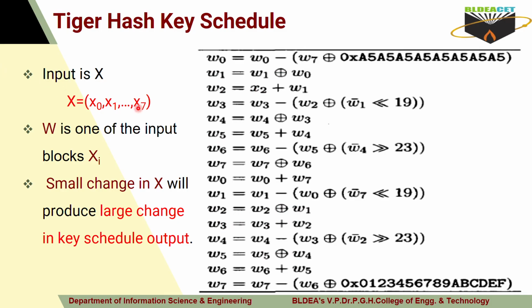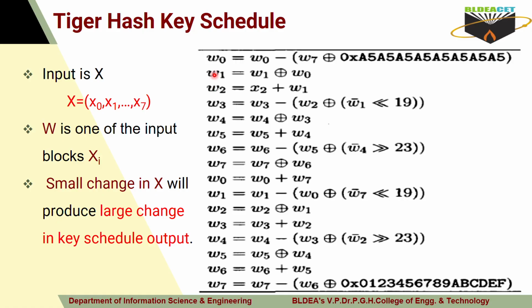As I told earlier, what are the values of W0, W1, W2 here? Those are the values you are getting as key values, and you get those key values from the Tiger hash key schedule algorithm. With the help of this key schedule algorithm, you will get the initial key values here. Now the input is X, and that X is divided into sub blocks X0, X1 up to X7 here, and W is one of the inputs, the blocks Xi here. Now these are the values for Wi by using this key scheduling algorithm.